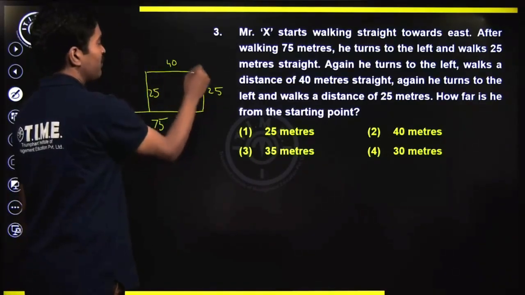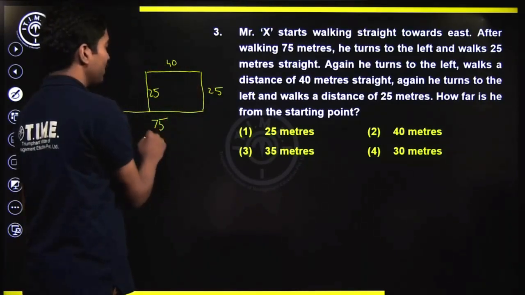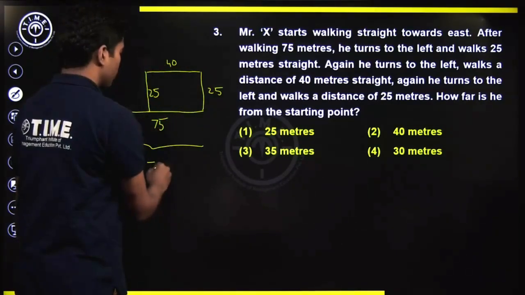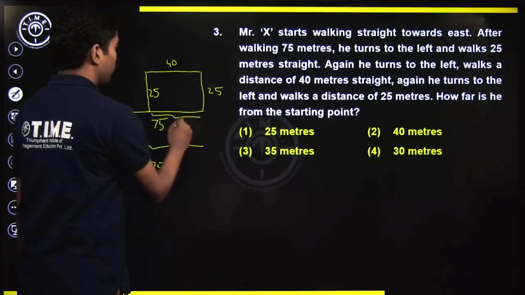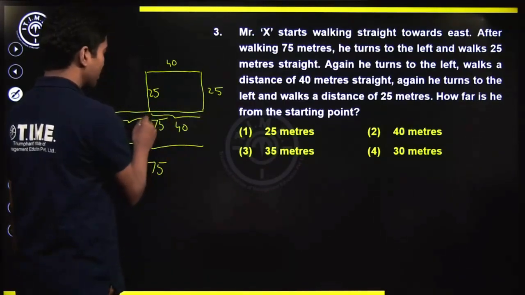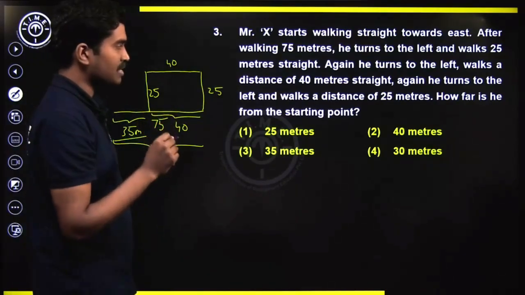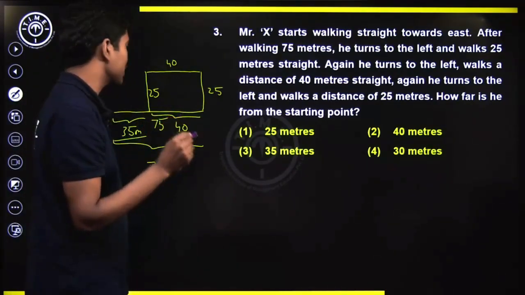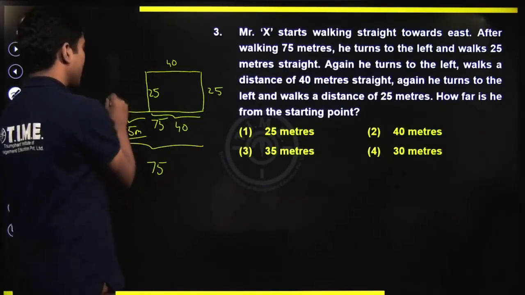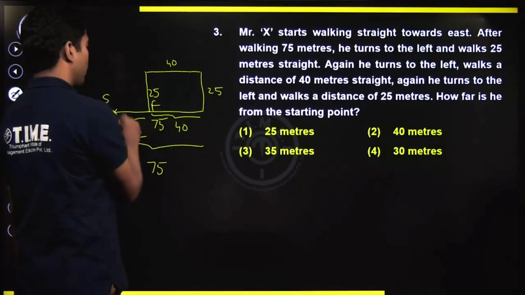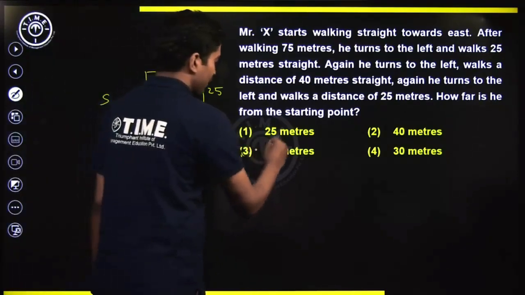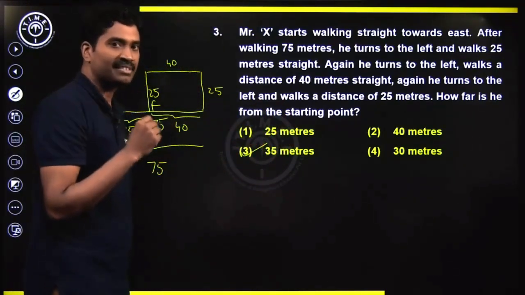So he went up 25, he came down 25, he is at level. You can say this entire distance was 75 and a part of that was 40. So what is this remaining distance? This would be 35 meters. Now, what is the question asking? How far is he from the starting point? Remember, this was the starting point and this is the final point. The gap is 35 meters, option 3.